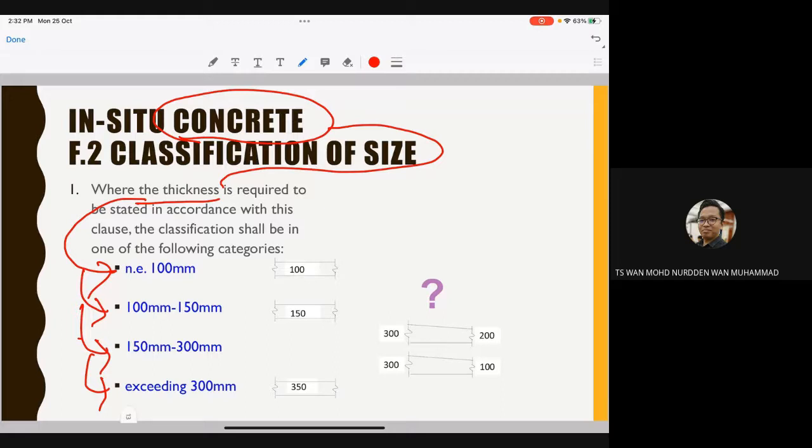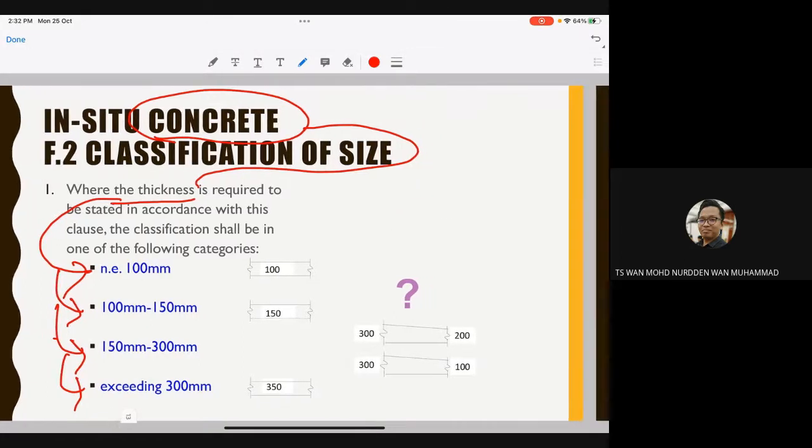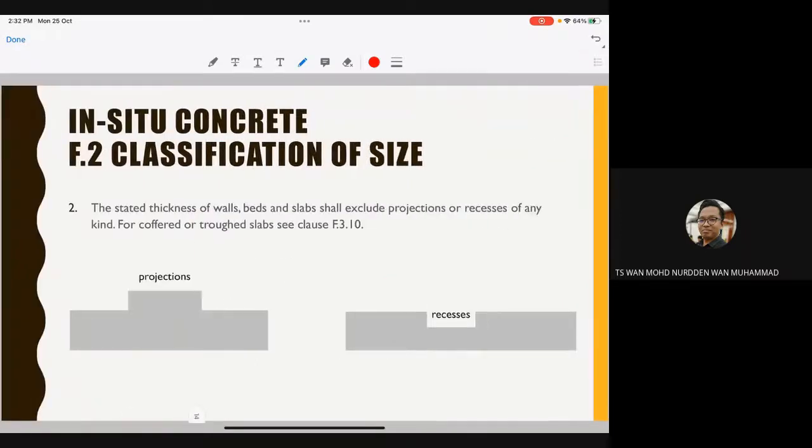Okay. Biasanya kalau concrete less than that, perlu dinyatakan dia punya thickness lah. Okay. Apa nanti kita tengok contohnya.